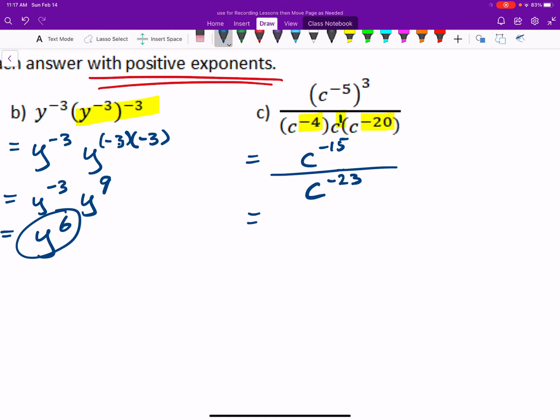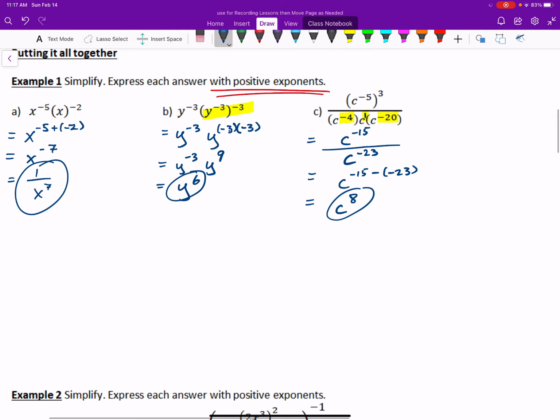And then I would do c to the negative 15 minus negative 23 for that division. And that would be the same as c to the negative 15 plus 23, which becomes c to the 8. So again, there's no need in this case to do anything with the negative exponents because they did sort themselves out.